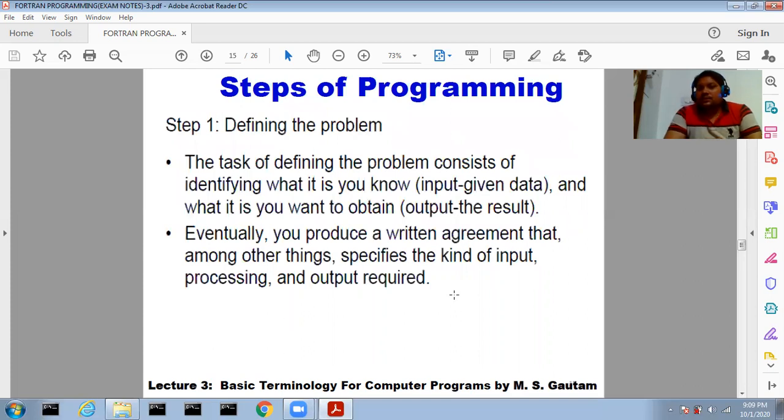The first step is defining the problem. This is the most crucial step in computer programming. If our problem is well defined and well understood, then we can easily solve that problem with the help of a computer program. So first, we keep in mind that our problem should be well defined. If the problem is not well defined, then it is very difficult to find the solution for a particular problem.